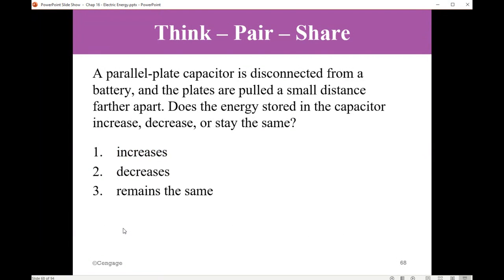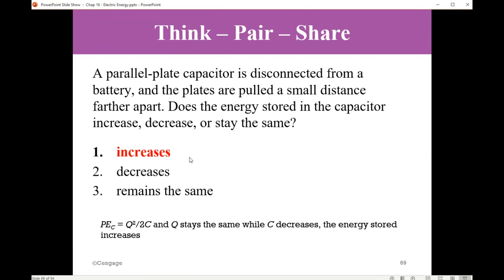Does the energy stored in the capacitor increase, decrease, or stay the same? You need to check here. The energy is Q squared over 2C. Q remains the same, while C decreases as you pull the plates apart. So when the denominator is less and the numerator is the same, the result here will increase.